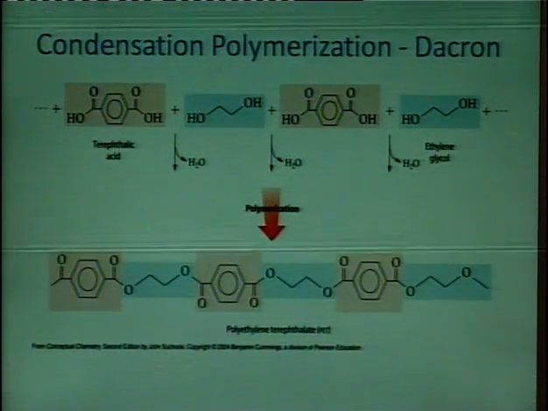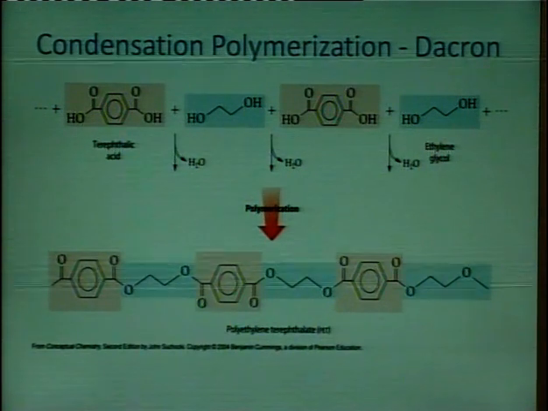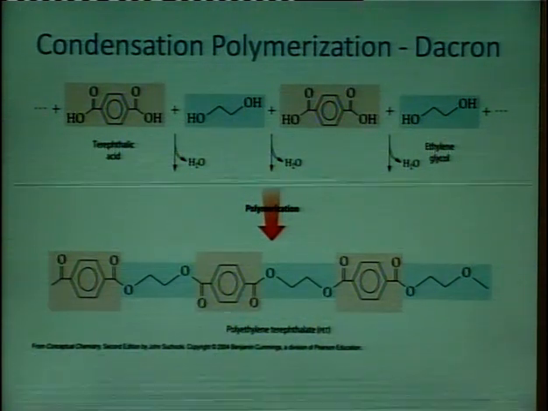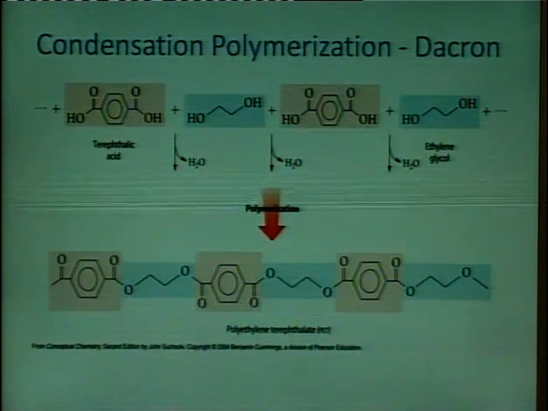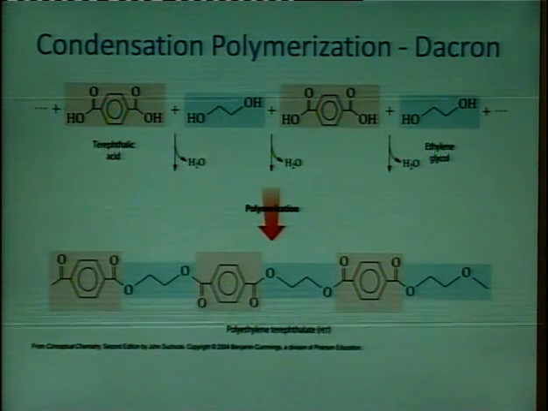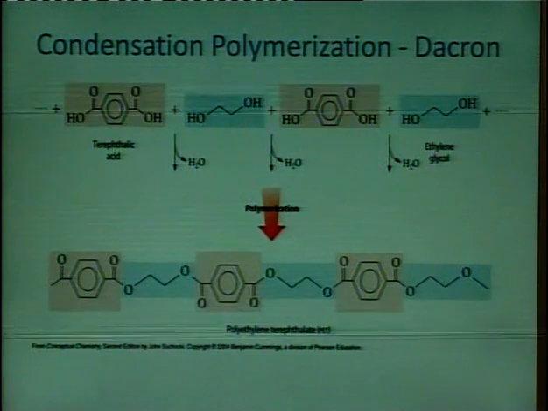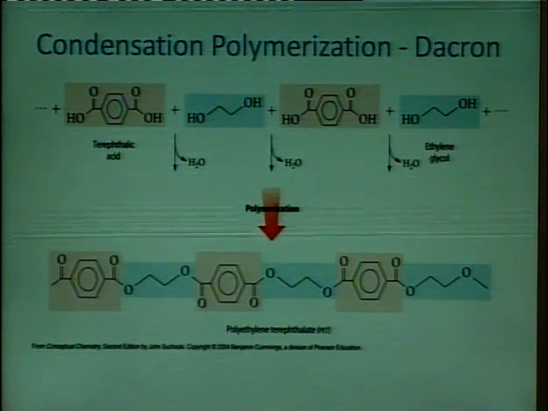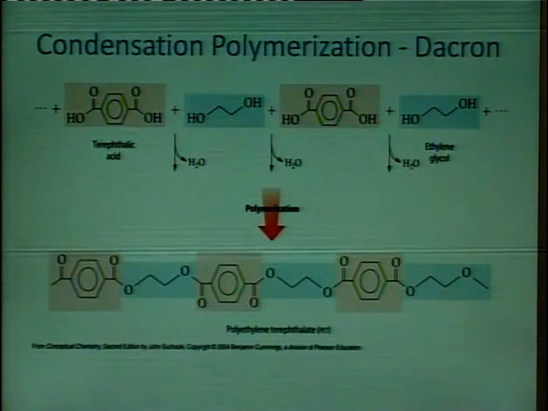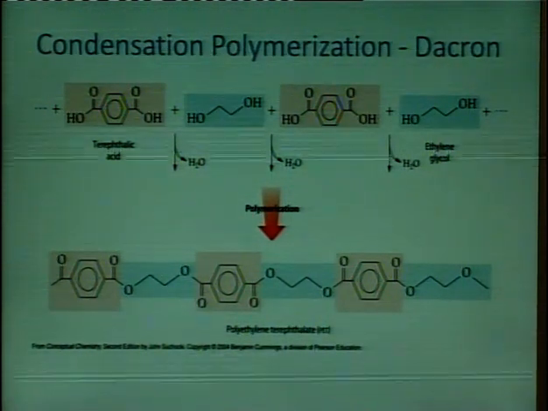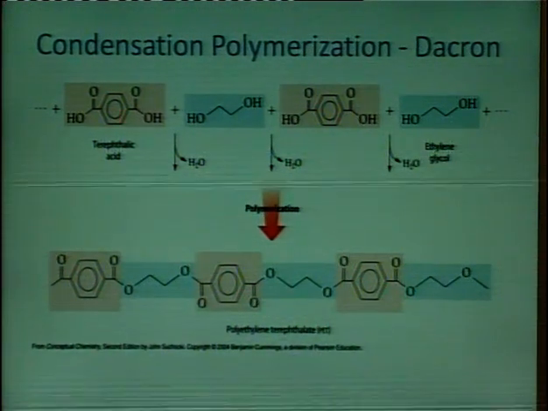So, when terephthalic acid reacts with ethylene glycol, it loses a water molecule and polyethylene terephthalate, or Terylene, this type of compound is formed. In condensation polymers, sometimes they lose a water molecule, sometimes they lose carbon dioxide or sometimes they lose ammonia molecules. So, with this I am going to finish this lecture.